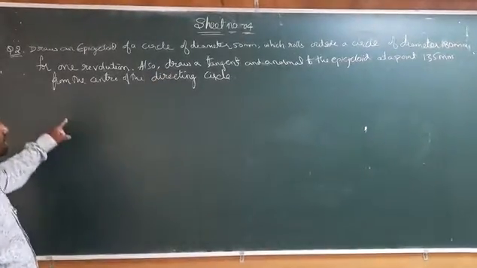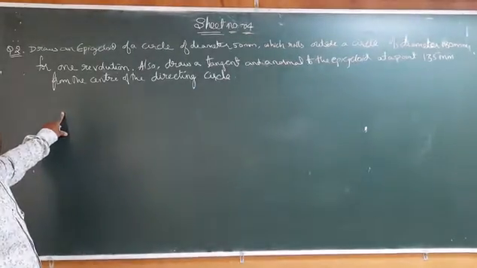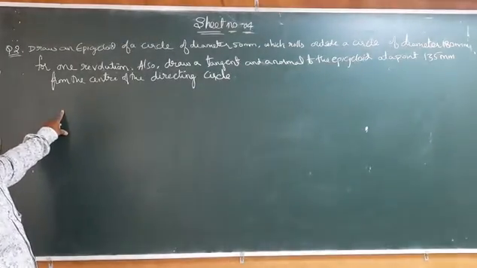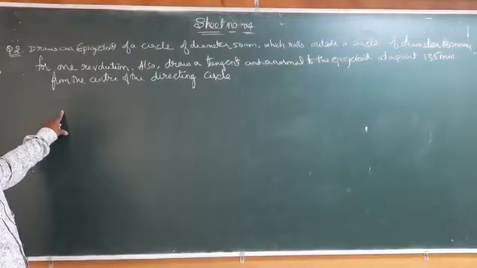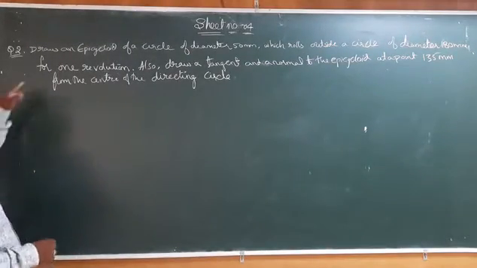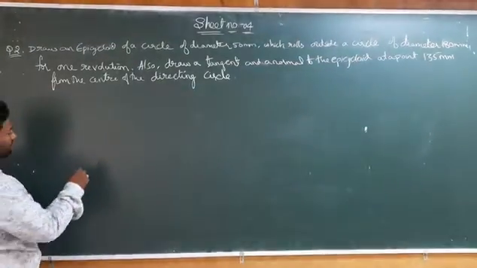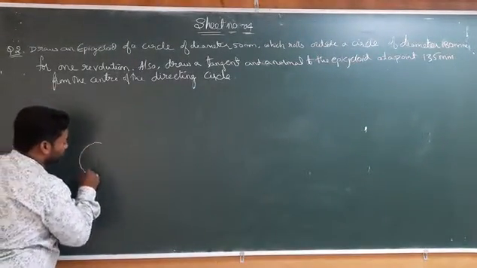Now, before drawing the diagram, first we will discuss a rough figure. We have to draw rough figures in this. We will discuss that and do some calculations. So the first thing is the epicycloid. We know what an epicycloid is. So first we have to draw the directing circle.